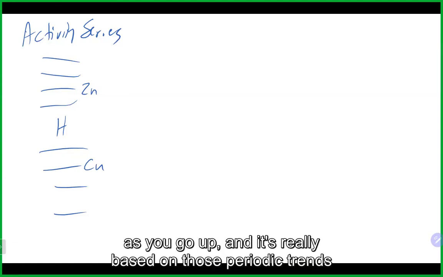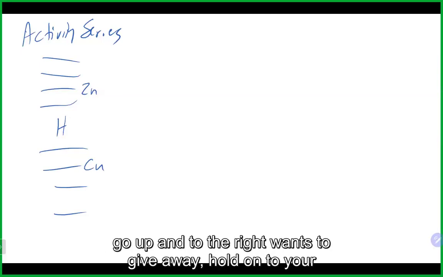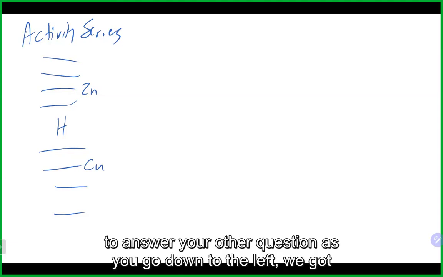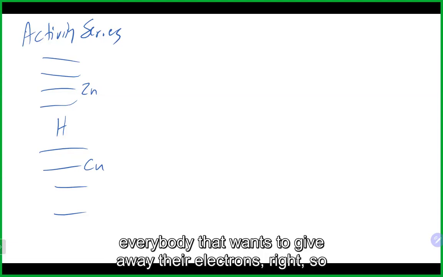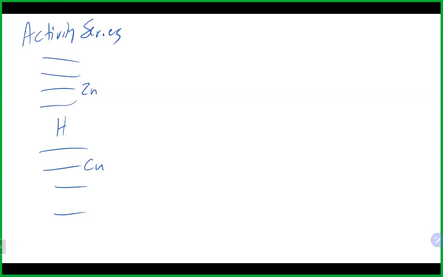And it's really based on those periodic trends we talked about in that chapter, because everything as you go up and to the right wants to hold on to their electrons and grab electrons, which makes them super reactive. And to answer your other question, as you go down to the left, we got everybody that wants to give away their electrons, right? So it makes them more reactive. Yeah. Other questions?